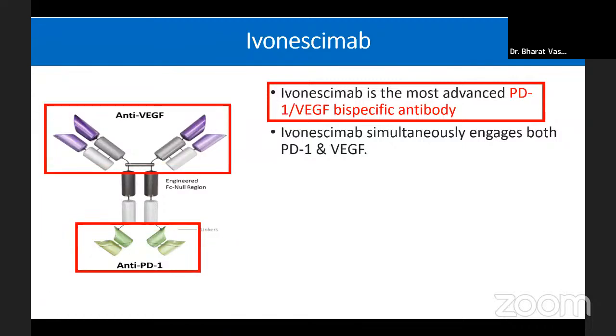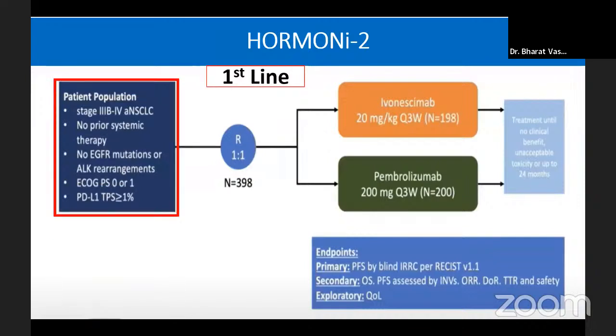So basically, at one end it is PD-1 and at the other end it is VEGF. So you are basically combining it with a bevacizumab, you can say. And it simultaneously engages both PD-L1 and VEGF. A first-line study with no prior treatment, non-driver mutation. Randomized to ivonescimab 20 mg per kg 3 weekly versus pembrolizumab, treatment till disease progression. The main endpoints are PFS and OS.